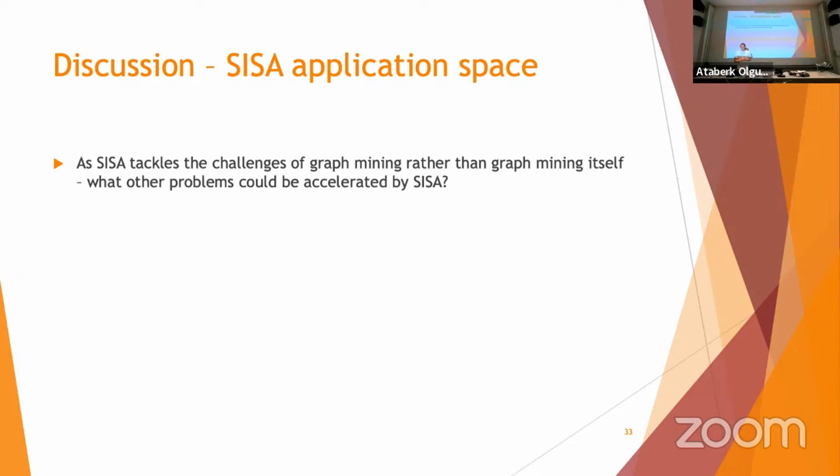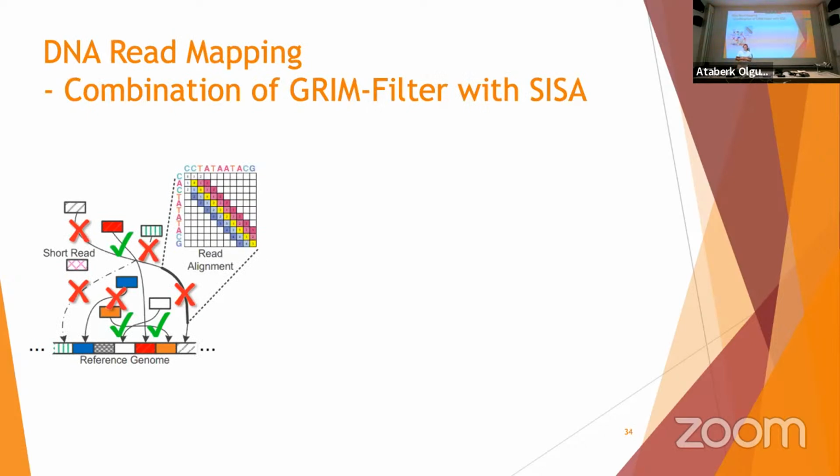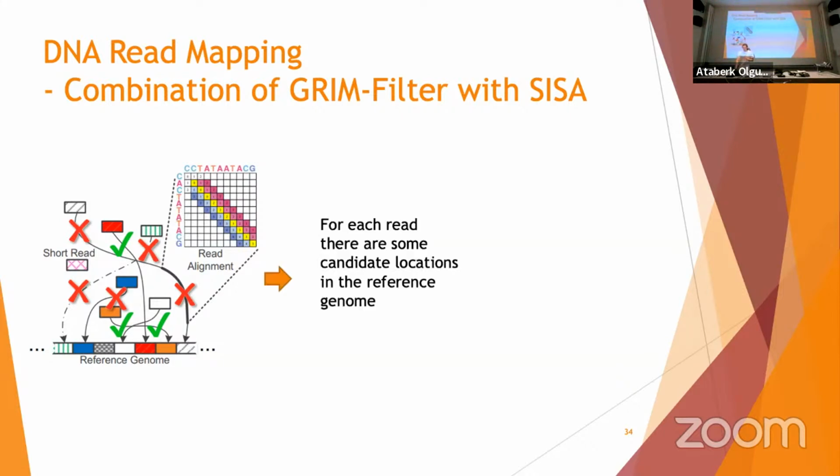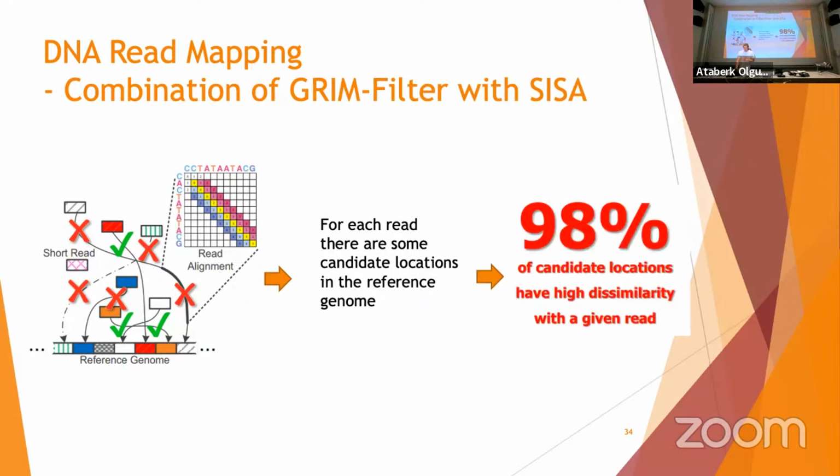And I found one, and I want to show you the mapping to give you an idea how it could be done. I remembered the lecture about DNA read mapping, and I want to show you how the GRIM filter, which we used there, could be implemented with SISA. So remember, in DNA read mapping, we get a lot of input sequences which need to be mapped to a reference genome. For each read we get, there are some candidate locations in the reference genome. And the problem is that many of the candidate locations have high dissimilarity with the given read.